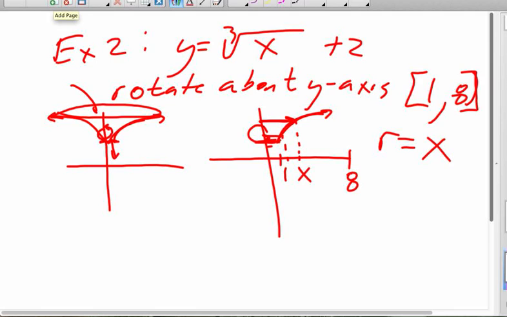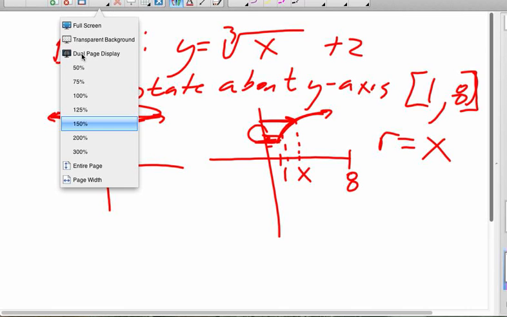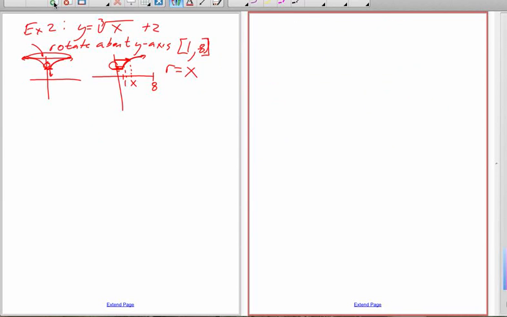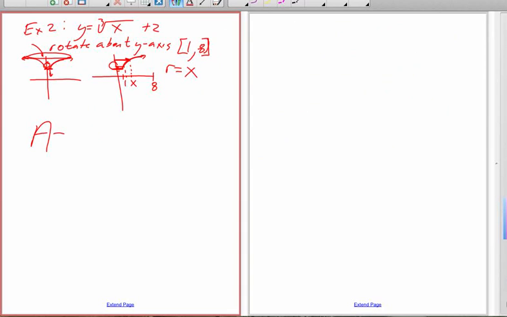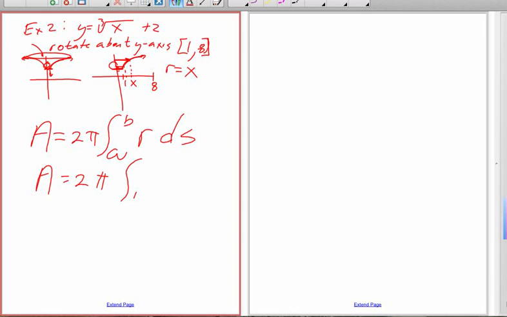So I guess less like a vase and more like a funnel, although a funnel with curved sides rather than straight ones. Okay, so there's that one. Now we're ready to go in. We've got our r, and we want to come back in. So my area, if you remember, is 2 pi times the integral from a to b of r ds. I've got my r, so area is going to be equal to 2 pi times the integral from 1 to 8 of x, and ds is the square root of 1 plus dy/dx squared.